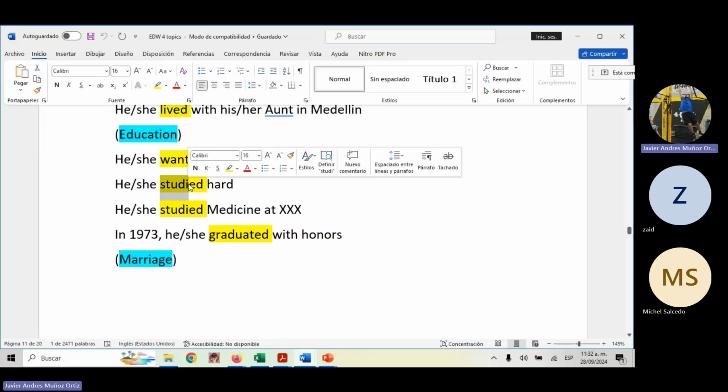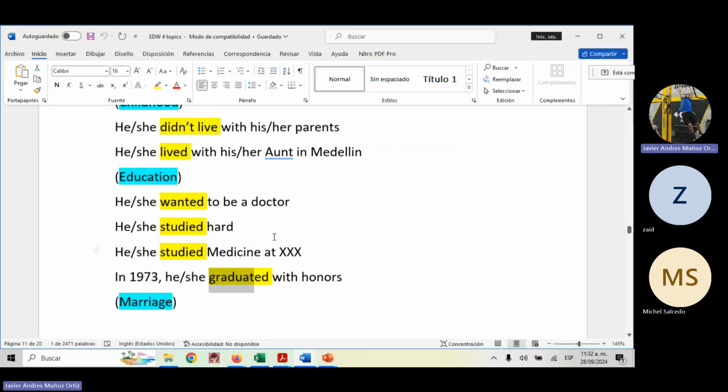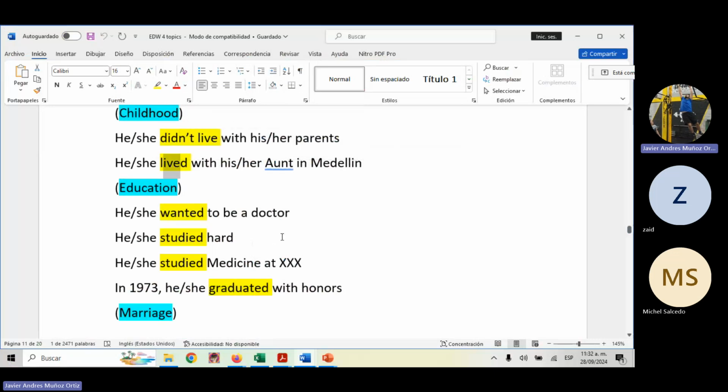Study, present; studied, past. Graduate, present; graduated, past. Live, present; lived, past. Here, take into account also the pronunciation of these regular verbs, right? Something that we have already studied.